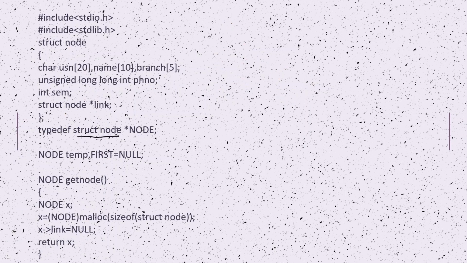Now if I have to denote a particular struct variable, I will have to write struct node and then the variable name. Instead of writing such a lengthy name, if I make use of typedef, next time instead of writing struct node, I can just make use of node. So instead of writing struct node s, I can just write node s.